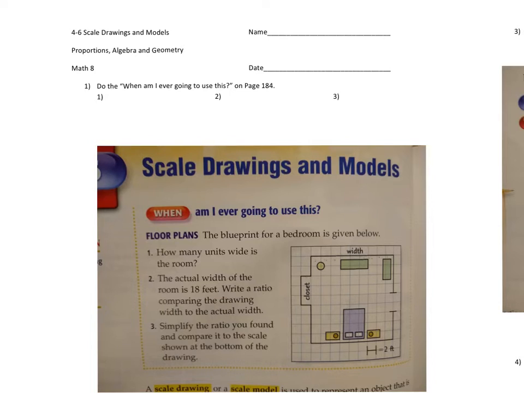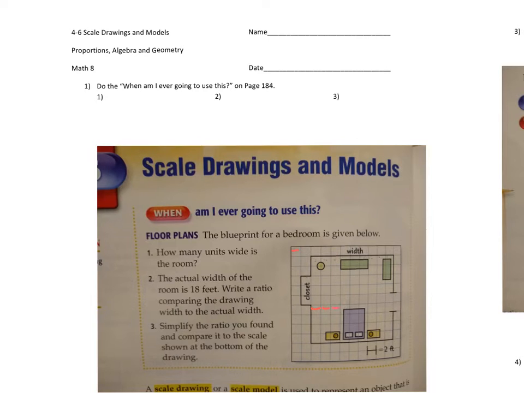And the first question is, how many units wide is the room? And you're not supposed to look at the scale at all on this. You're just supposed to count the number of squares. Looking at it from left to right, that's outside the room. Inside the room, never mind the closet, how many squares do we go across?